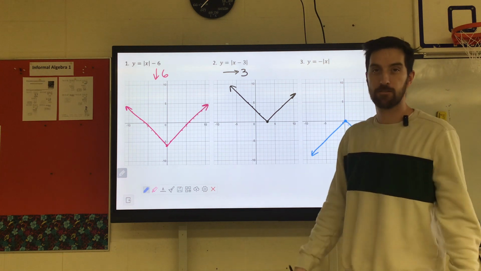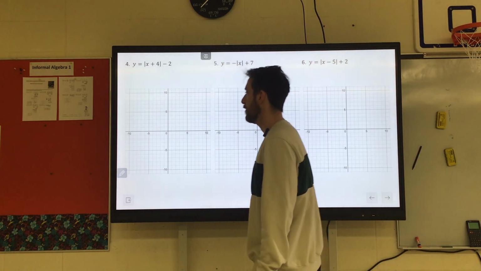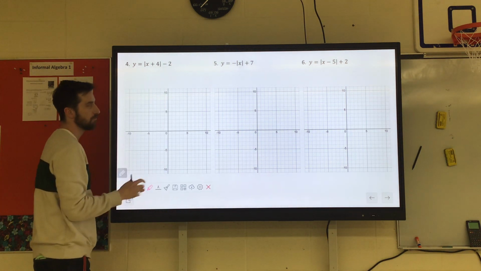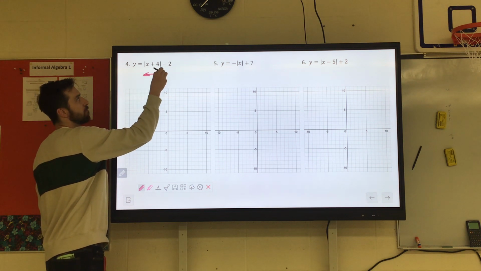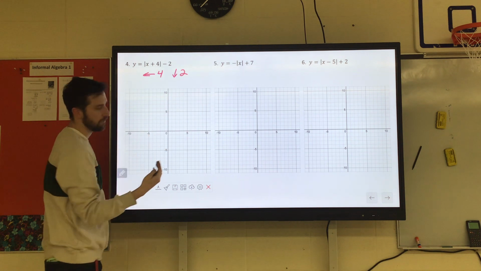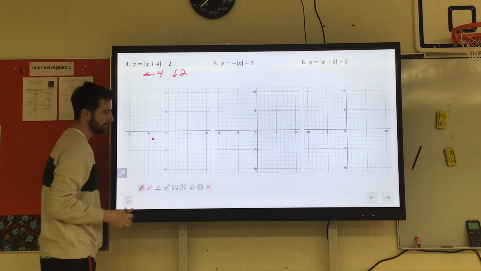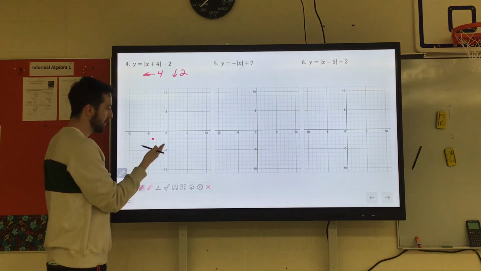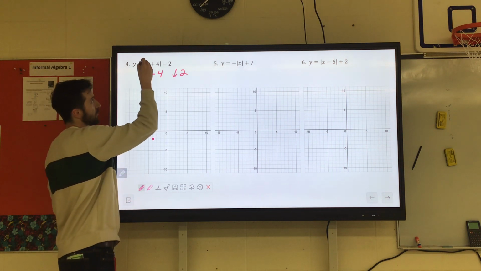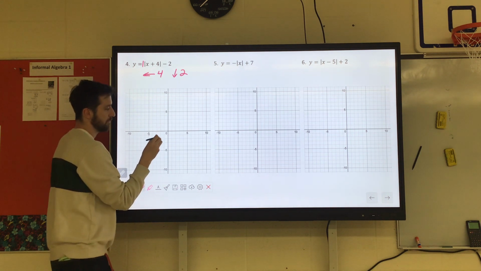Now we're going to start throwing in multiple transformations. Here we go. That plus 4 is grouped in with it, so that would be left 4. The minus 2 at the back would be down 2. So this is how we're going to find our vertex. It's left 4, down 2. And if they asked you for that coordinate, that would be at the point negative 4, negative 2. But from there, our slope-ish thing in front is a 1, pretty common, so you just go up 1, over 1 in both directions.